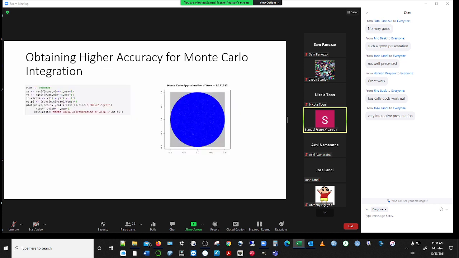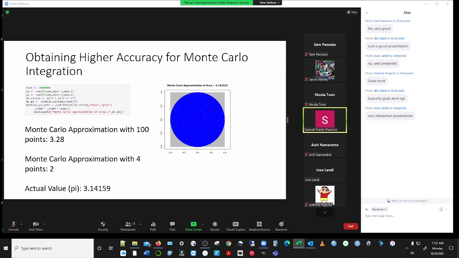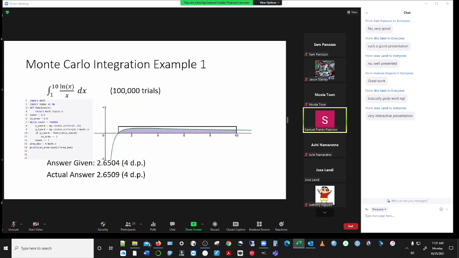In the code on the left, we can find the area of a circle with radius of 1 by plotting 1,000,000 points. Running the code gives us a very close approximation of the area of the circle at 3.141312. The actual value is 3.14159, or pi to 5 decimal places. If we ran the code for a much smaller sample size, like plotting 100 points, we get 3.28 as our answer. Plotting just 4 points gives us 2, a result which is quite far off.